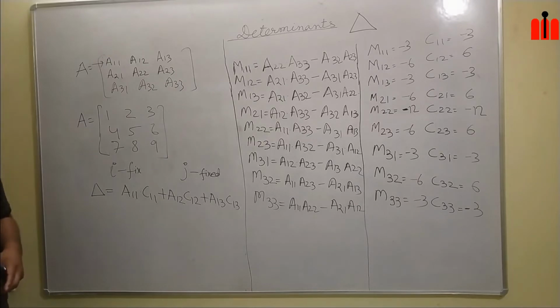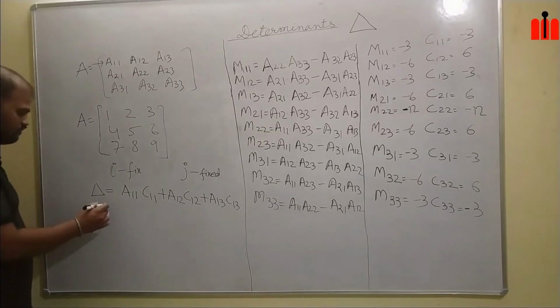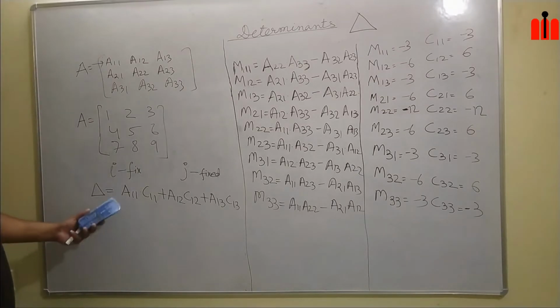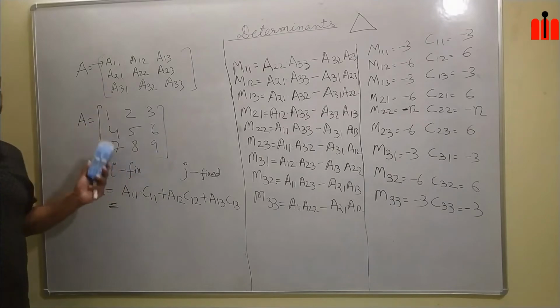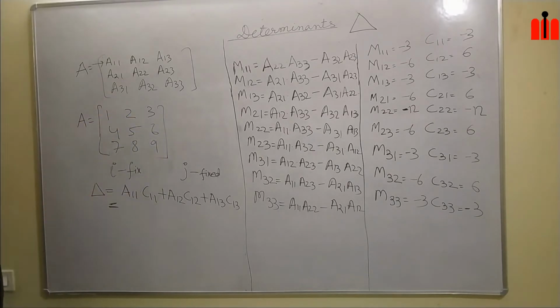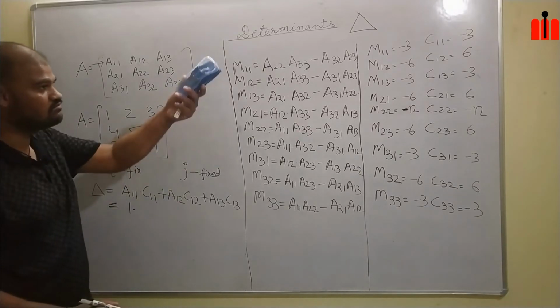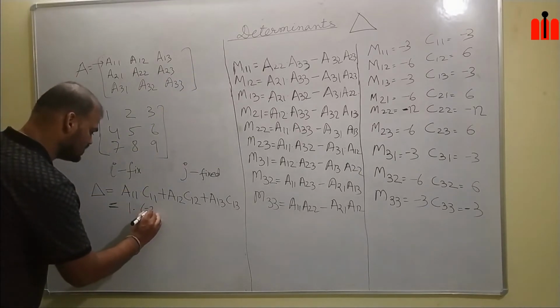Okay, are you getting it? So let's find what my determinant will be for this. Let's take this example of 1, 2, 3, 4, 5, 6, 7, 8, 9. So what is my A11? A11 is 1. What is my C11? Minus 3. So it will be minus 3.